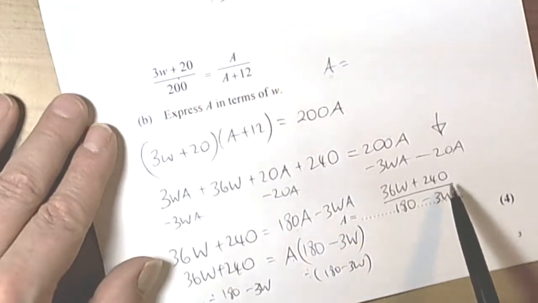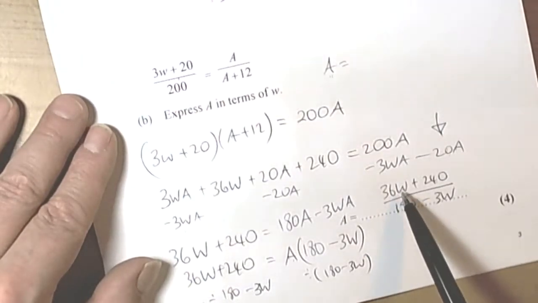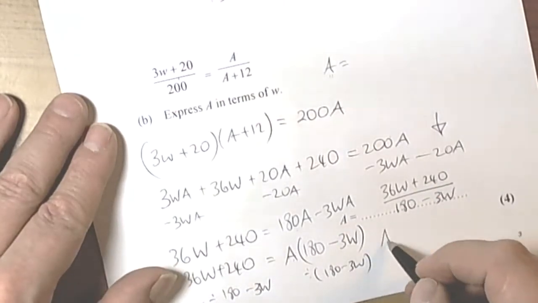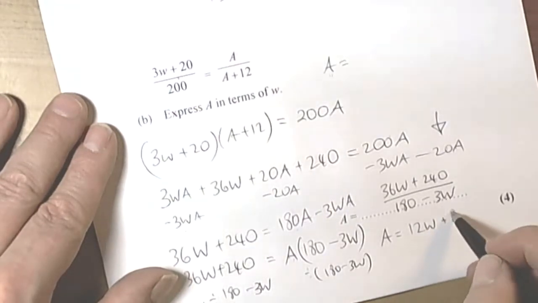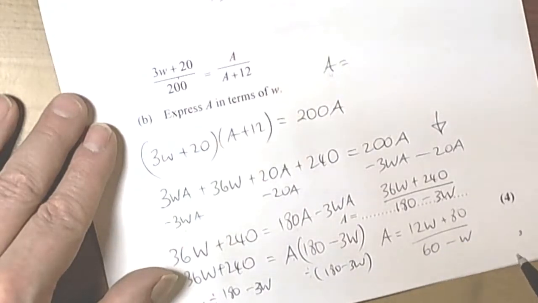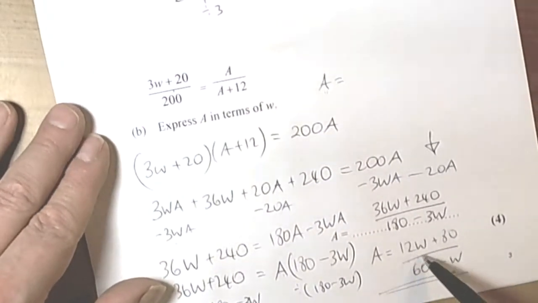We have some common factors here because we can see that 3 is common to all of those. So I could divide top and bottom here by 3. So a equals 12w plus 80 over 60 minus w, and I think that's going to be about it. I could factorise out some common factors between 12 and 80 to make the bracket on top, but that looks to me as if it's in a nice format, so I'll leave it like that.